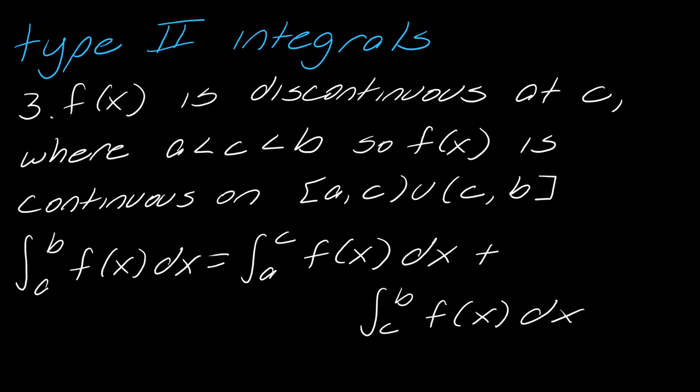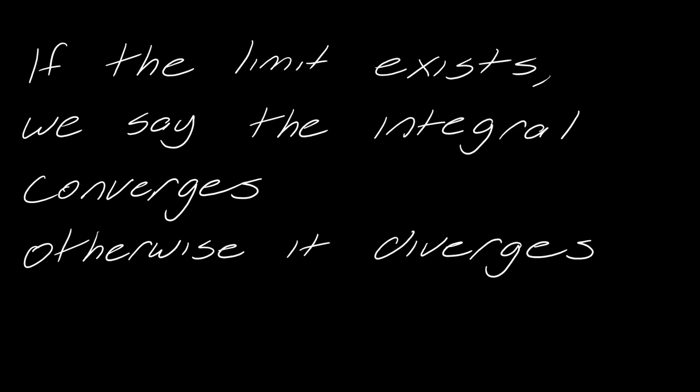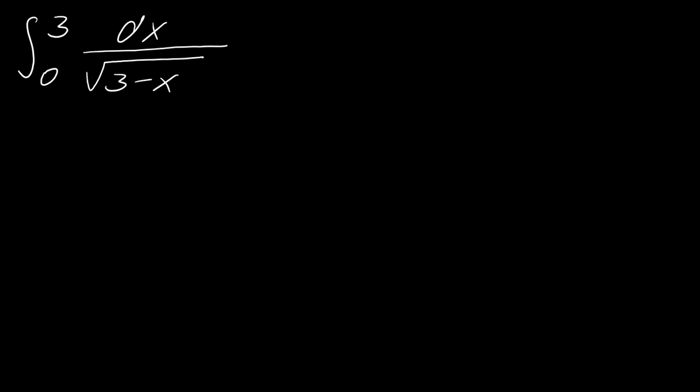The last one is, what if you have an integral that is discontinuous somewhere on the interval? Let's say my integral goes from a to b, but it's not continuous at c. It's continuous everywhere but c. What you're going to do then is break up your integral according to that point where it's not continuous. I break this up into two different integrals, and then I use the previous information to evaluate each one of these integrals. Similar to type 1 integrals, if the limit exists, then we say that the integral converges, and otherwise it diverges.